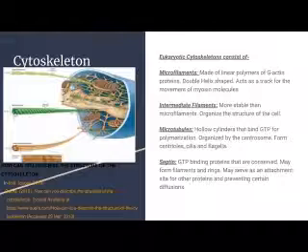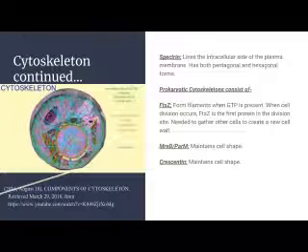Septin, GTP binding proteins that are conserved, may form filaments and rings, and may serve as an attachment site for other proteins, preventing certain diffusions. And spectrin, that lines the intracellular side of the plasma membrane, has both pentagonal and hexagonal forms.